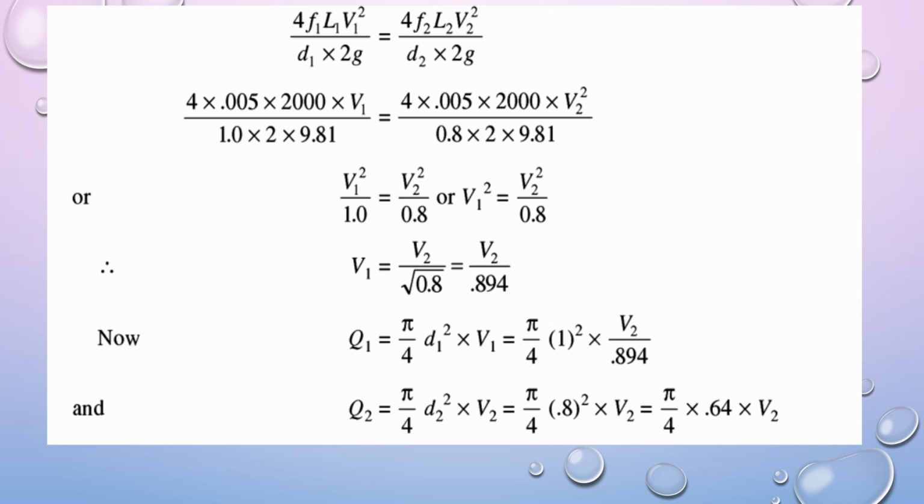That is Q1, we already know that Q1 is equal to A1 V1. So substituting the value, A1 means it is a circular pipe, so cross section is circular, therefore the area is pi by 4 d1 square, and the value of d1 is 1, into V1. We have already got an expression for V1 in terms of V2, so we substitute it here: Q1 is equal to pi by 4 into 1 square into, instead of V1, V2 by 0.894. And similarly Q2 is A2 into V2, we substitute the value here, and also get the expression in terms of V2. So we ensure homogeneity, that is Q1 and Q2 are in terms of V2.